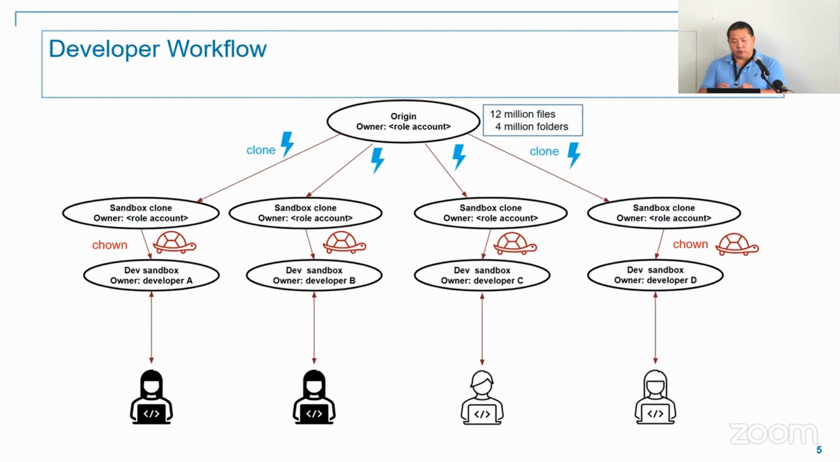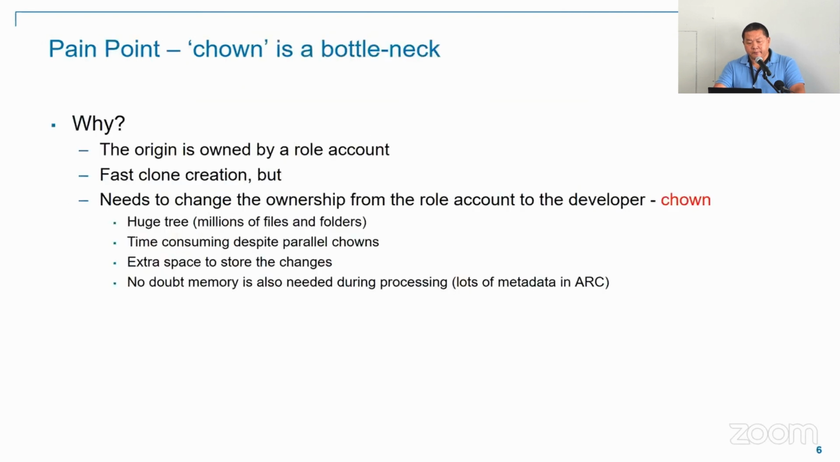That chown process is not a big deal if you only have hundreds of thousands of files. But now you have to do it for millions of files. So that's a challenge I have been facing for years. So here's a pain point. Basically, the chown is a bottleneck.